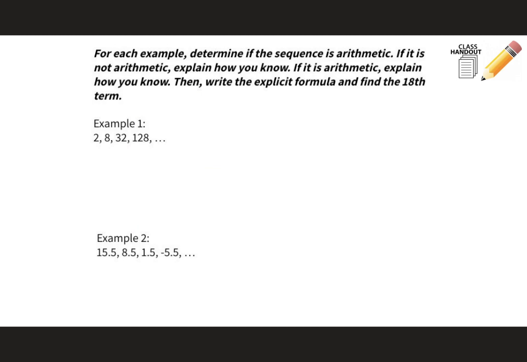So looking at example 1, to determine if something's arithmetic, we need to see if we're adding the same amount or subtracting the same amount. So this looks like an increasing function. So to go from 2 to 8, we know that we have to add 6. But then to go from 8 to 32, let's see, 32 minus 8, you have to add 24. So already I know that this is not arithmetic. And our reasoning is because it does not have a common difference. So there is no common difference.